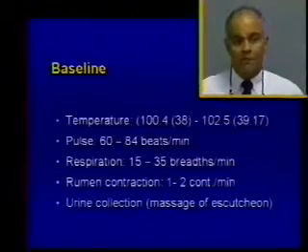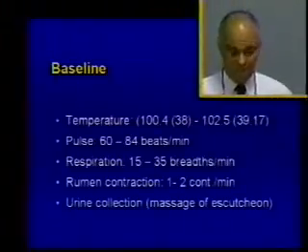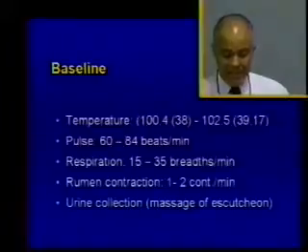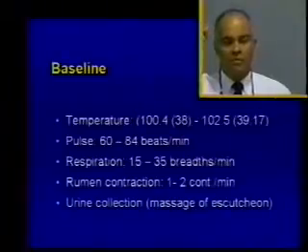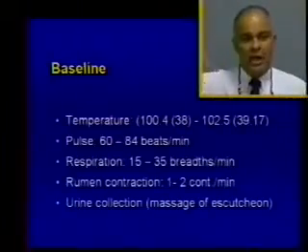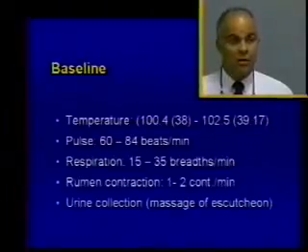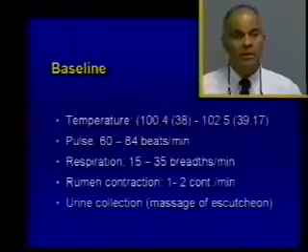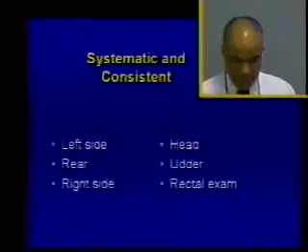The most common way to collect urine in cattle is to massage the escutcheon area. Escutcheon, E-S-C-U-T-C-H-E-O-N. This is the area below the vulva and to the udder attachment. We simply go right below the vulva and massage this area, and the cow usually urinates. If not, then we can catheterize the bladder with the use of a Foley catheter.